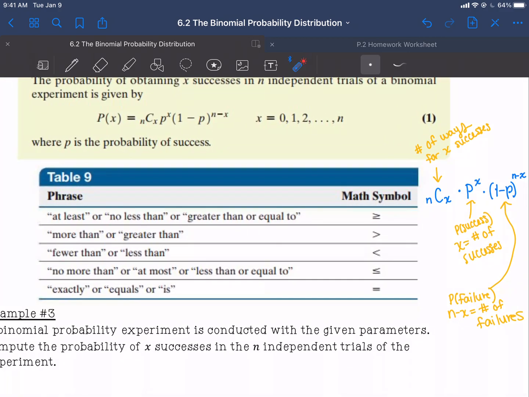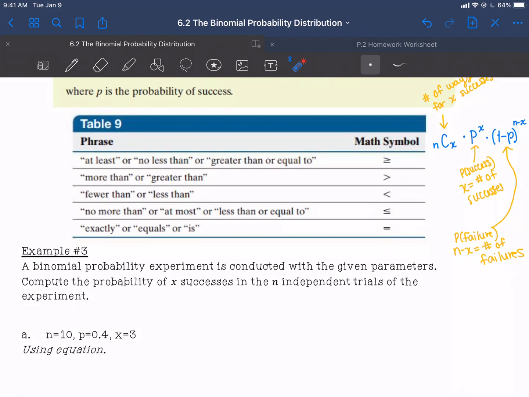For our probabilities, we might not be just finding the probability that x is equal to something. We might be finding the probability that x is at most something. Well, at most is less than or equal to. So we just want to make sure that you understand the different phrases that match with the math symbols. If you don't remember those, that's something you might want to refresh on.